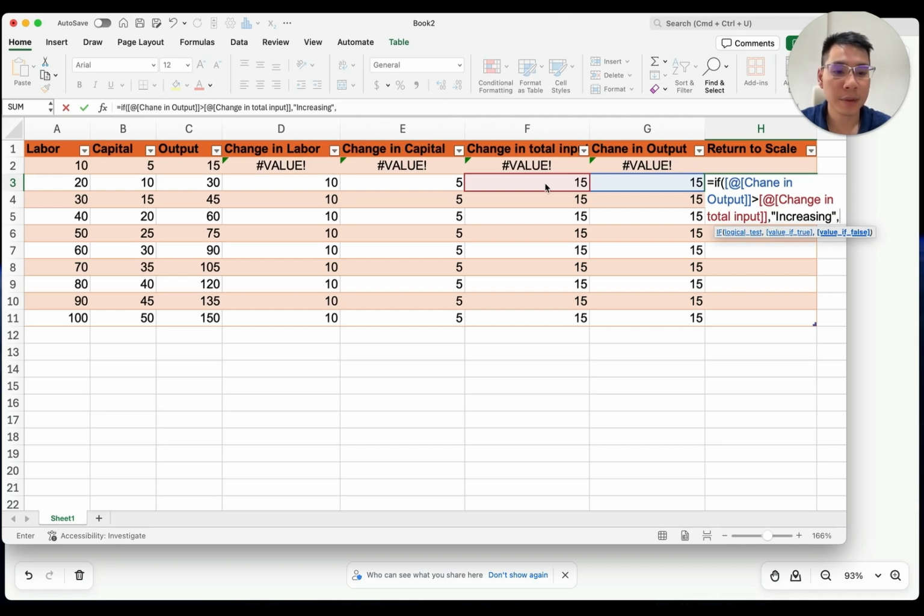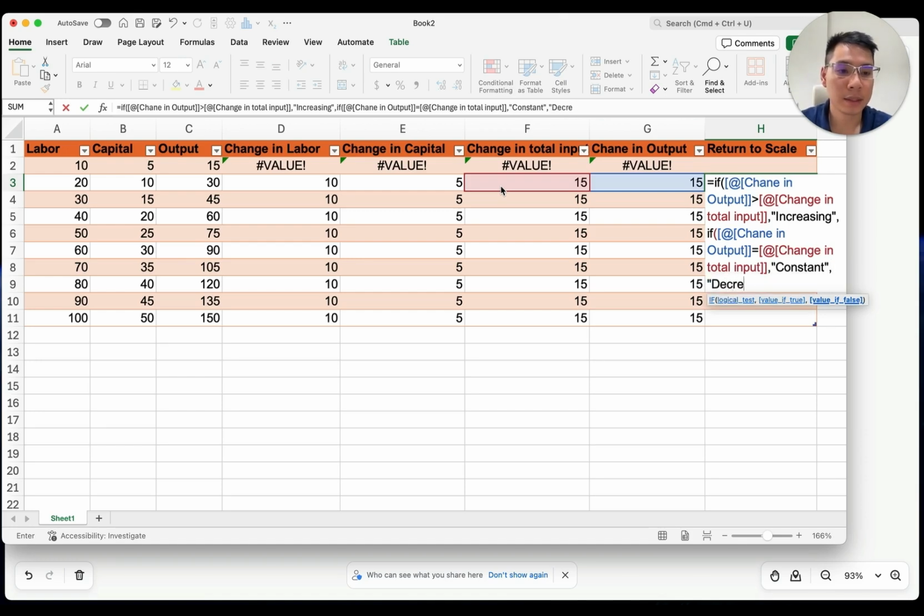Again, now what is the value if it's false? Then comma, we do another IF function. We're still comparing to the value in output, but this time, if it's equal to the change in total input, we're going to call it constant. And the last one, if the change in output is less than the change in input, we're going to call it decreasing. And that's the equation that you put in. So you don't need the IF function in the last part, because that is the last value that you're going to give for this formula.